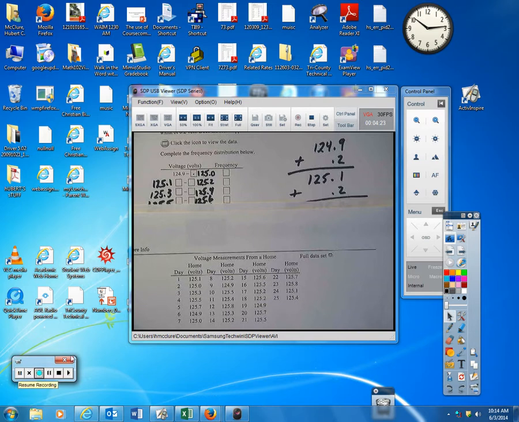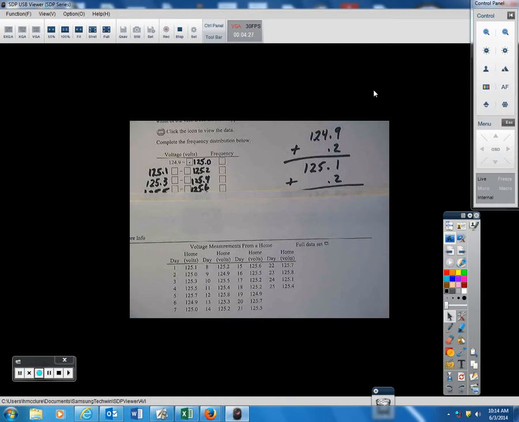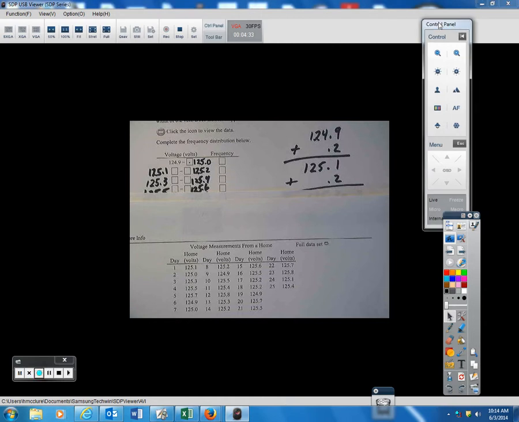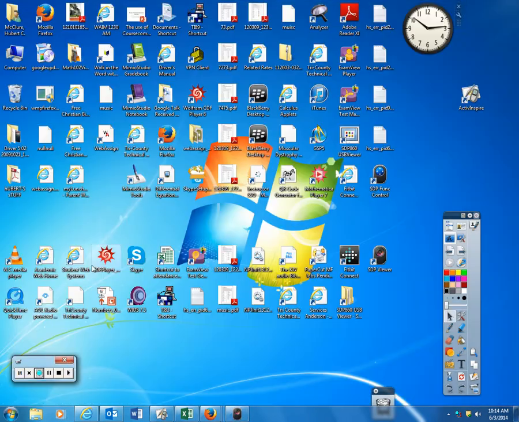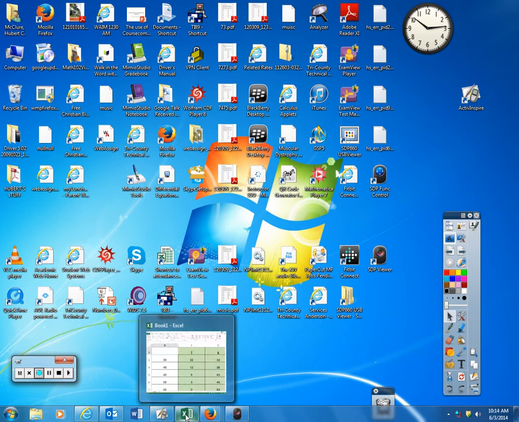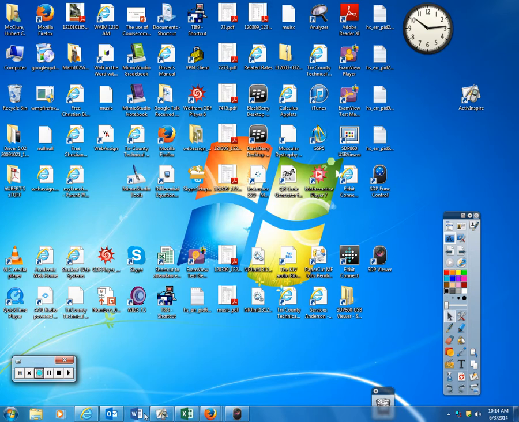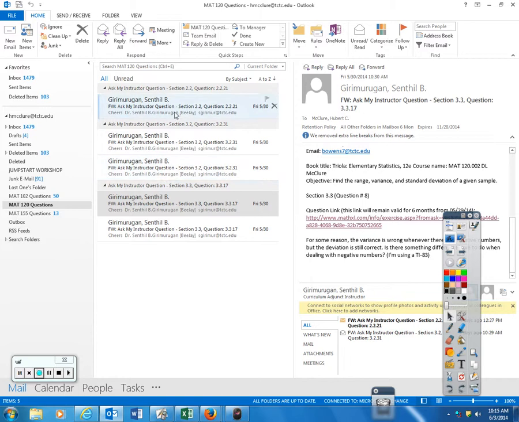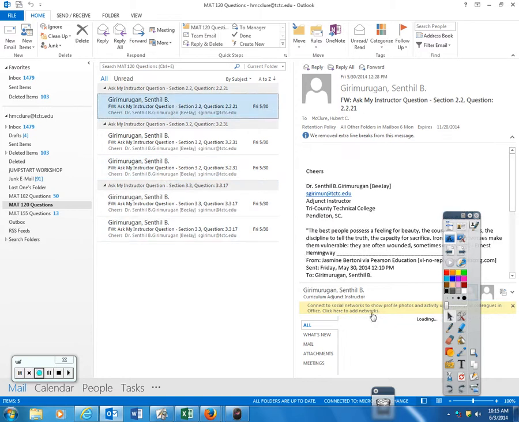Alright, we're saving this, and I'm going to try to blow this up as much as possible. Well, I can do that. That's good. Alright, what I'm going to do is pull up my Excel spreadsheet and pull up this problem as soon as I can. This is the first problem that we're going over, and there it is.